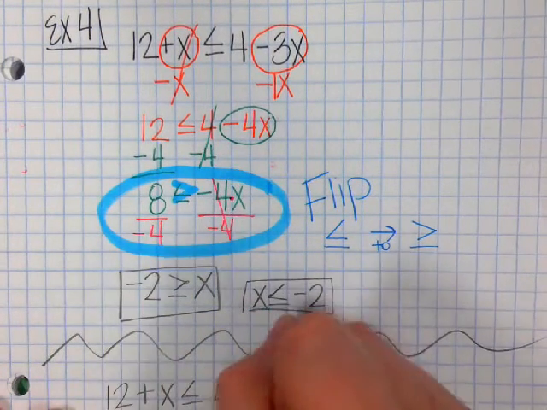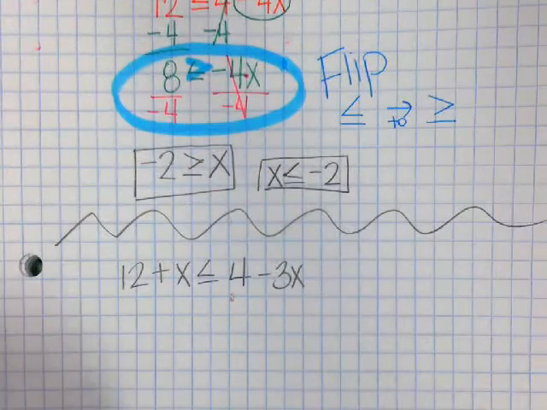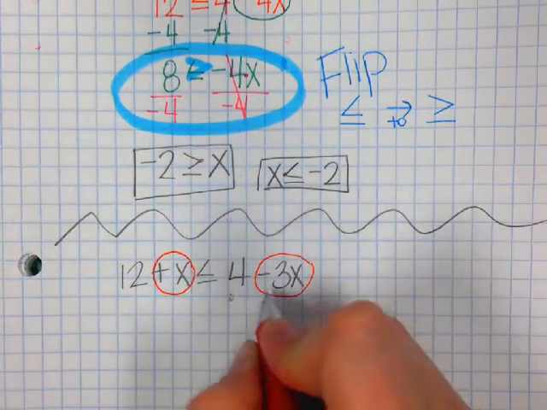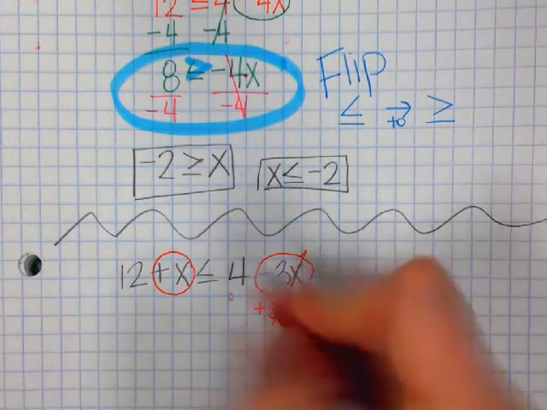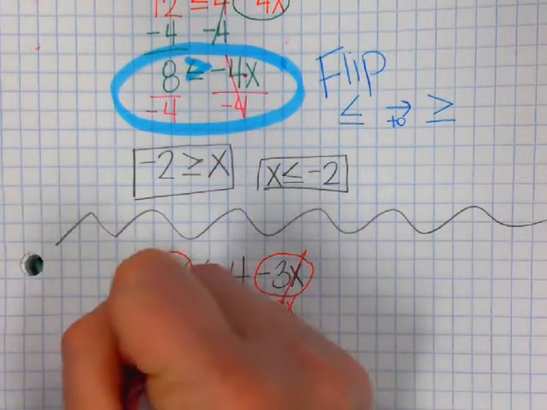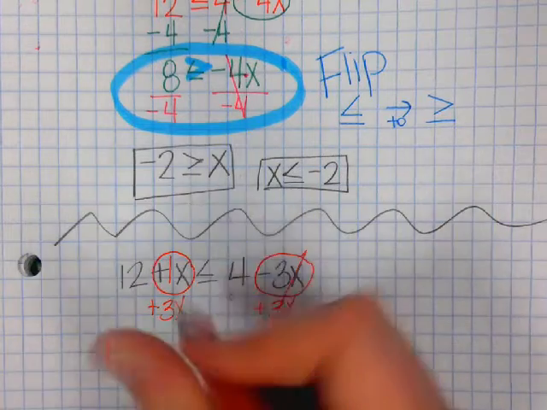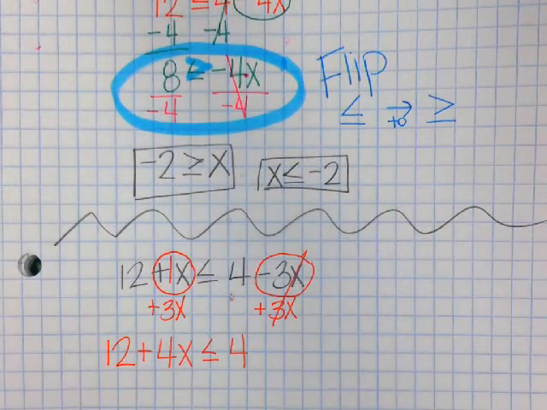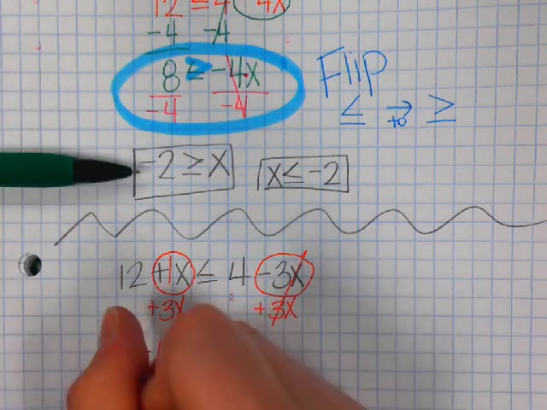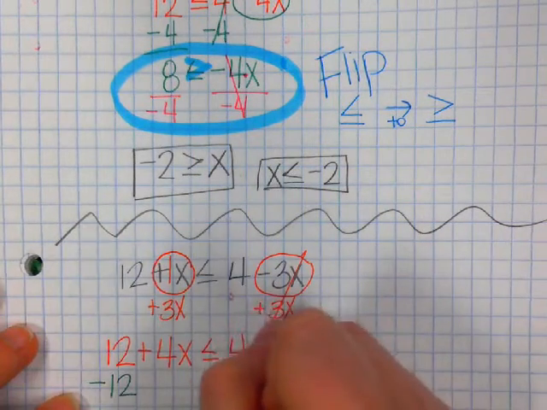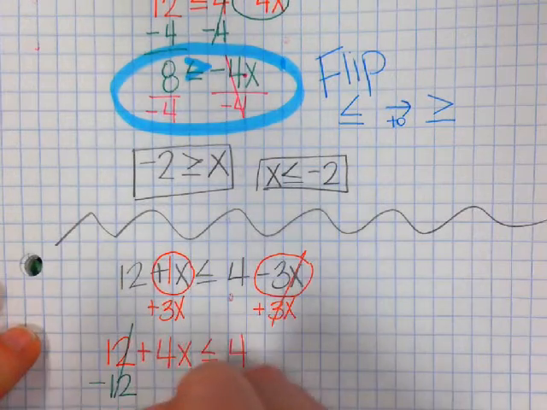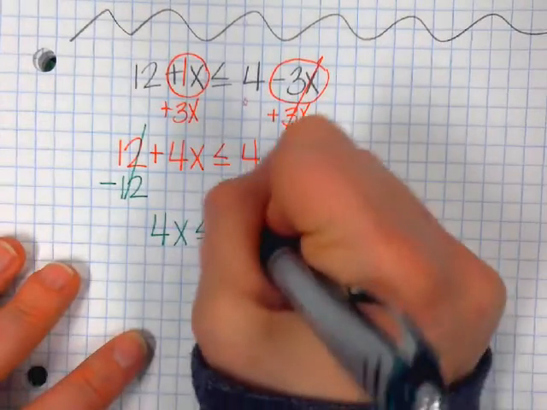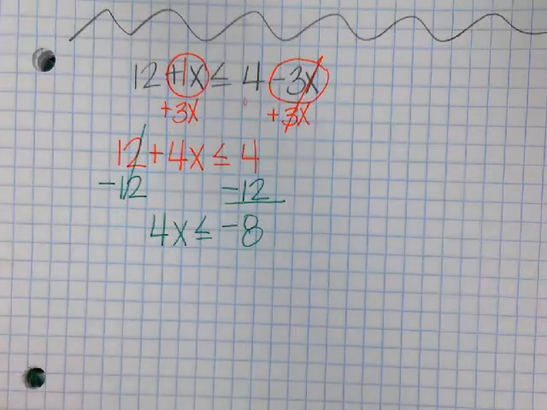So if we have 12 plus x is less than or equal to 4 minus 3x. And I'm going to do the same exact stuff, just this time I'm going to go the other direction. So I'm going to add the 3x and add the 3x. So it'd be 12 plus 1x plus 3x is 4x, less than or equal to 4. Go ahead and subtract the 12, subtract the 12. So it'd be 4x is less than or equal to 4 minus 12 would be negative 8.